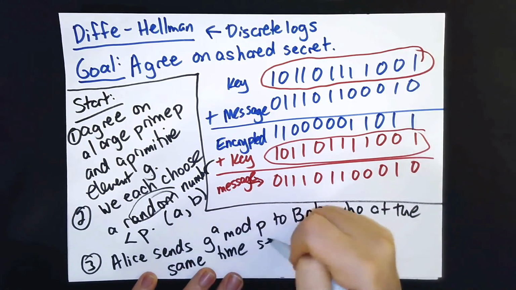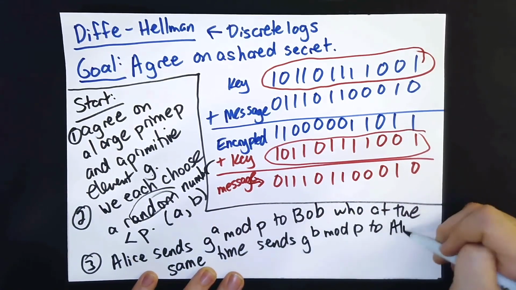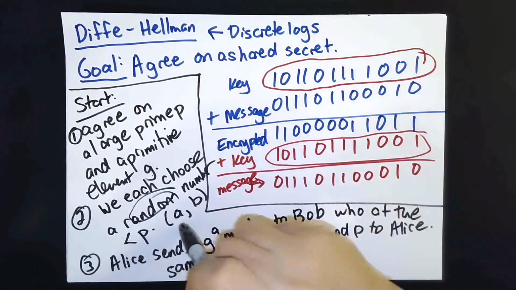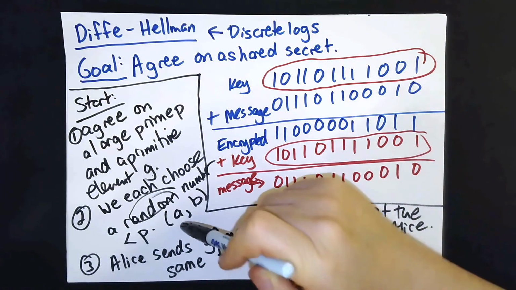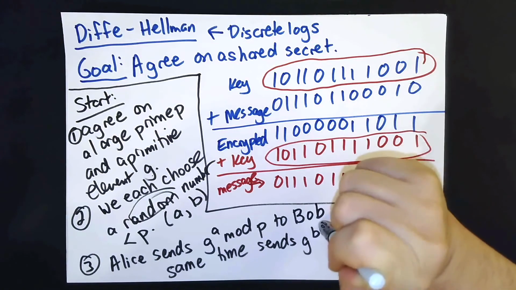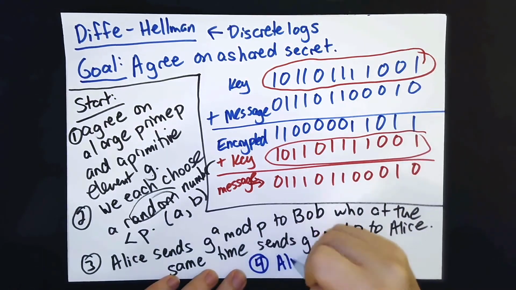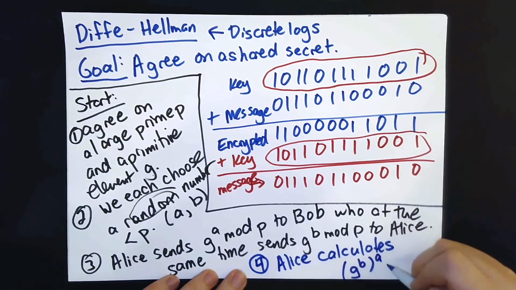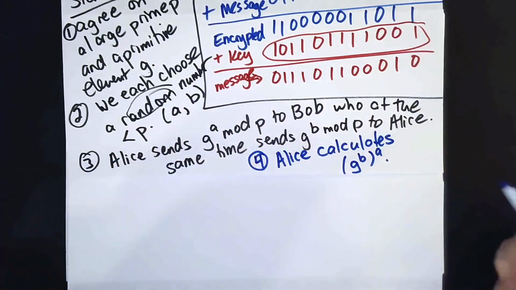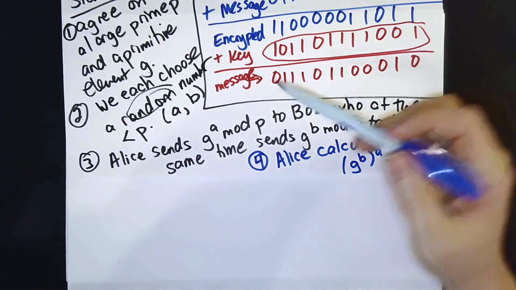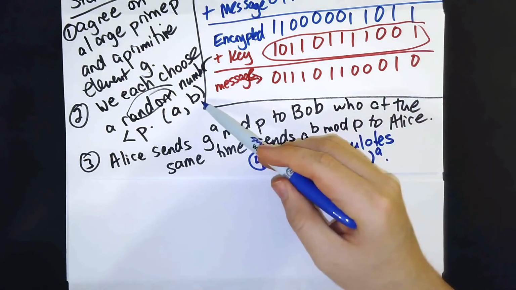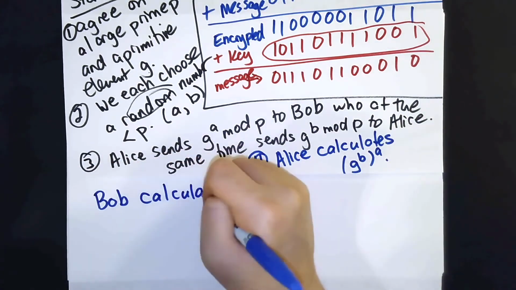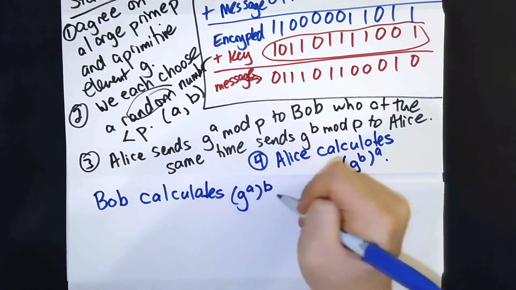And Bob, at the same time, sends g^b to Alice, again using repeated squaring. So now what does Alice know? Alice knows a, because she came up with a, and Alice knows g^b, because Bob sent it to her. With that information, Alice calculates (g^b)^a. What does Bob know? Bob knows b and g^a. He knows b because he came up with b, and he knows g^a because Alice sent it to him. So Bob calculates (g^a)^b.